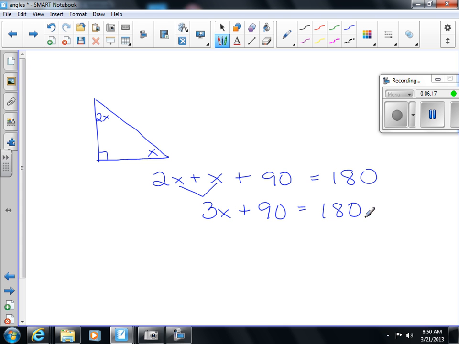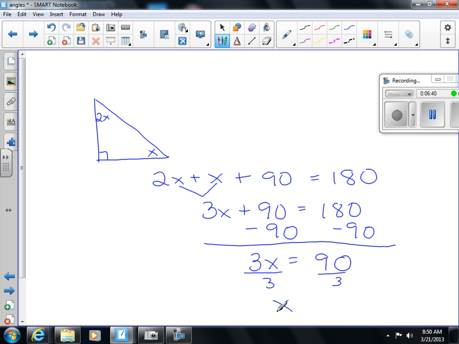Now, this is what kind of an equation? Not a one-step, but a two-step. We will subtract 90 first. Do you remember doing this? And I'm left with 3x equals 90. Divide both sides by 3. x is equal to 30. Now, it's not necessarily degrees, but in this one it is. It's 30 degrees. But this angle is actually 2 times 30, which would be 60 degrees.